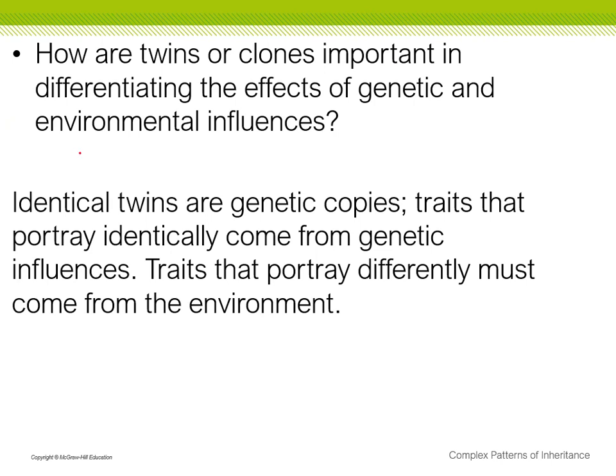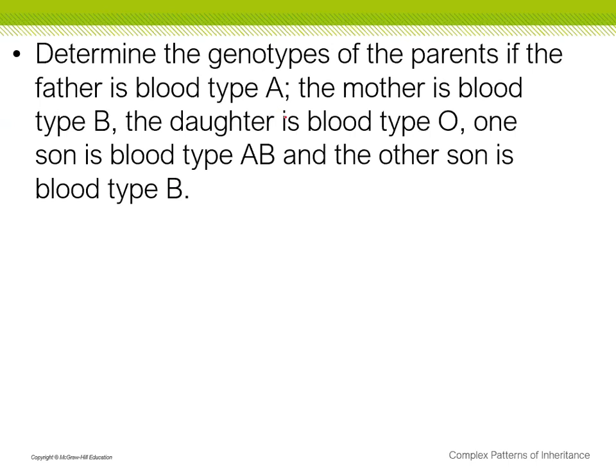Okay, and then finally, these genotypes with blood types. So again, we have a father who's blood type A, we have a mother who's type B, we have a daughter who's type O, a son who's AB, and another son who's B. And we want to try and figure out what the genotypes of the parents are.